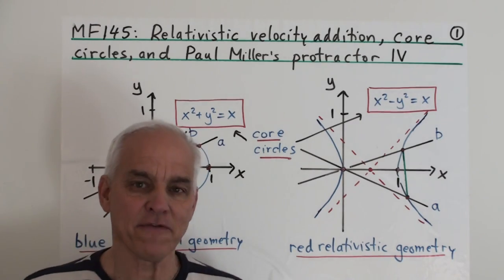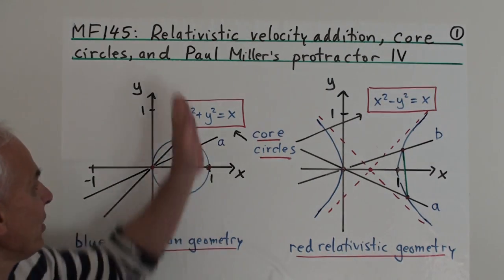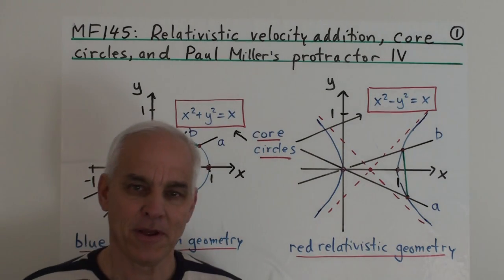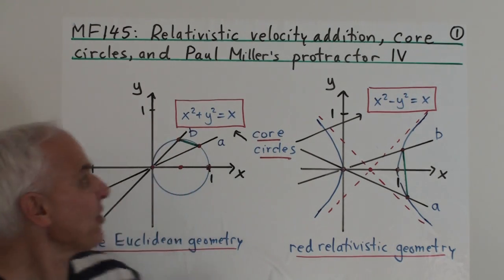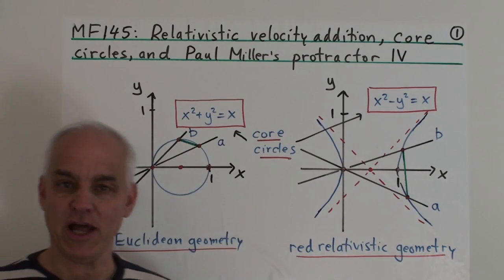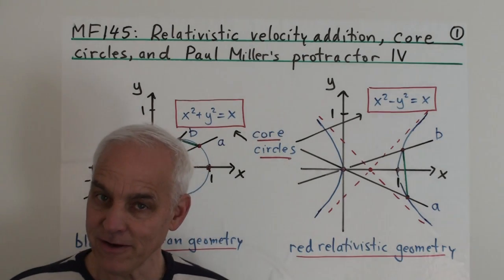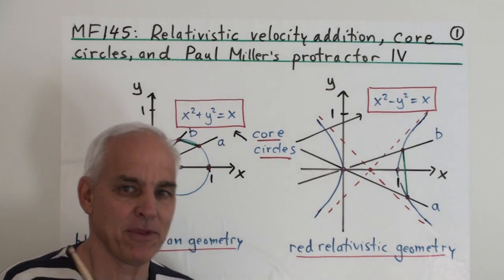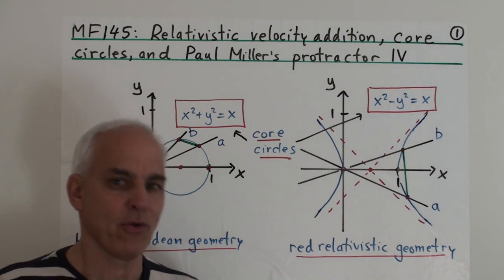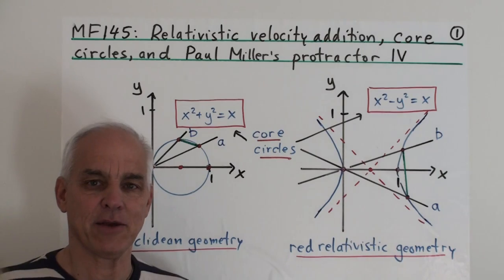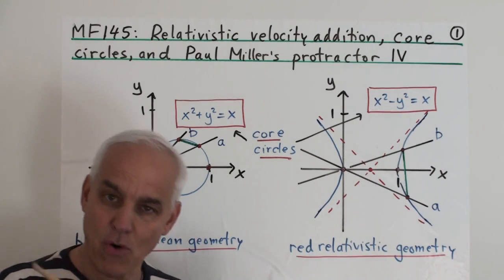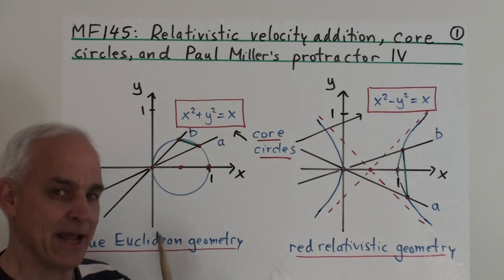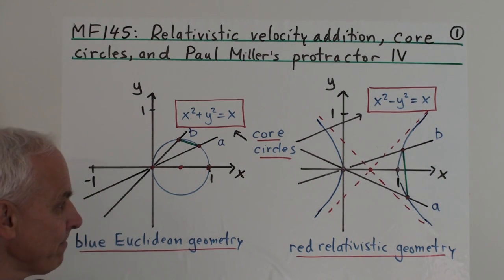Today we're finishing off this little series called Relativistic Velocity Addition, Core Circles, and Paul Miller's Protractor. We want to go back to the original topic of relativistic velocity addition as introduced by Albert Einstein in the context of special relativity. We want to look at it a little bit with new eyes in a more geometrical way with these insights that we've developed having to do with core circles and our understanding of Paul Miller's protractor, which we're going to extend a little bit today as well.